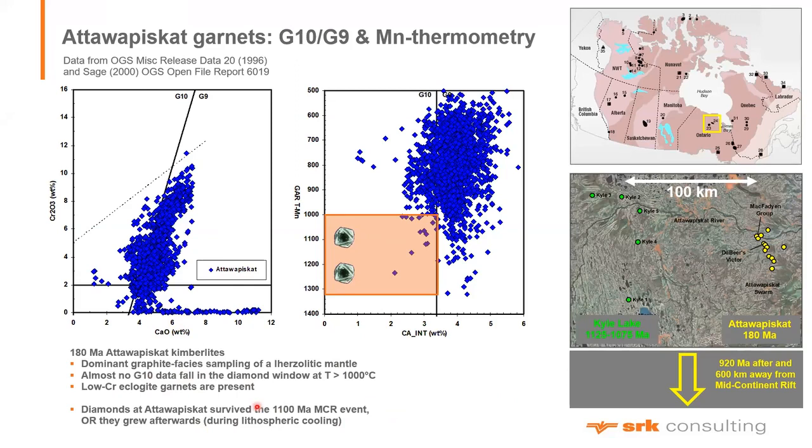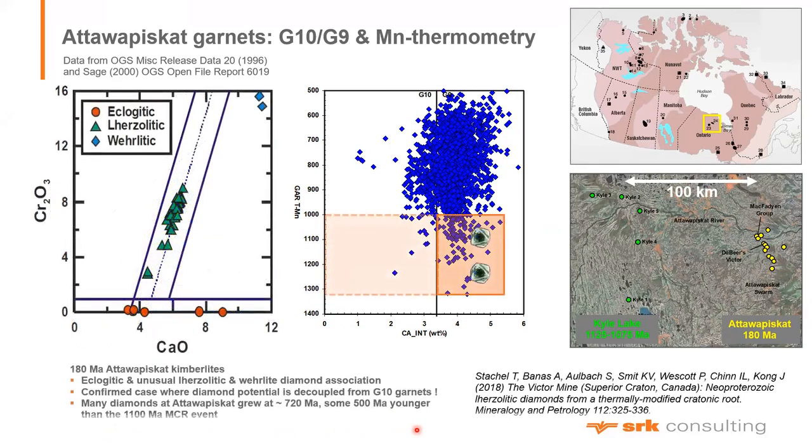And we either have to infer diamonds at Adelopiscat survived the 1100 million year old MCR event, or they grew afterwards during lithospheric cooling. It turns out the latter is the case. And these are the diamond inclusions that you see at Victor. They're very unusual. They are dominantly G9. There are some eclogitic and there are some wherlitic diamond inclusions, in fact. That's very, very unusual to get this.